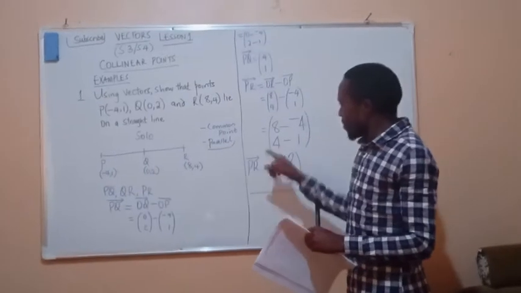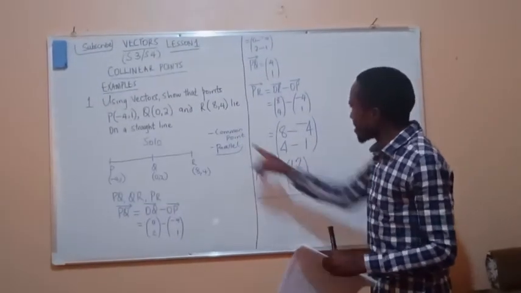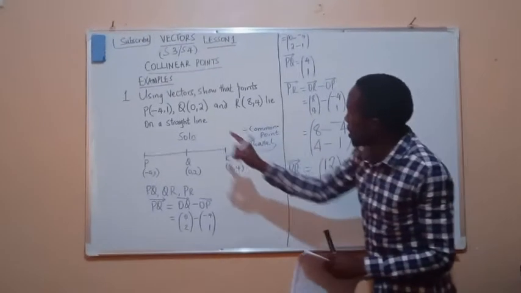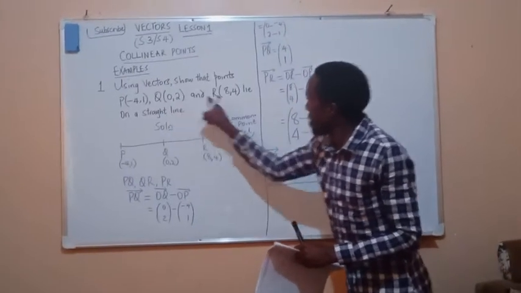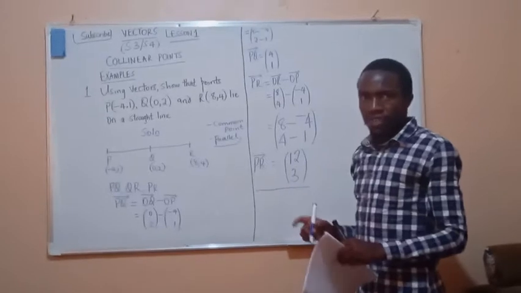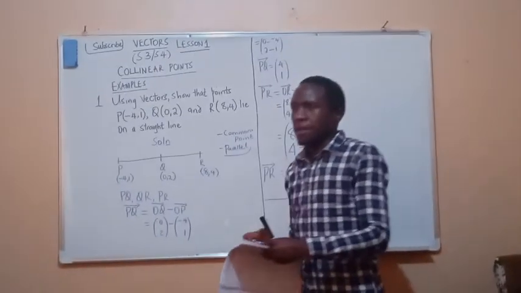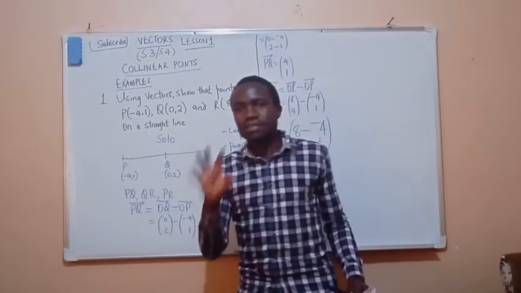Now, if we have a common point as P, that is the first characteristic of these points to be collinear. But then we have to prove that they are parallel. How do you prove that they are parallel? When I say parallel lines, these are lines that do not meet at any point.